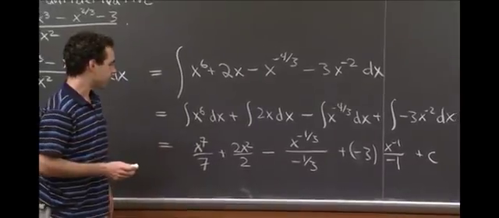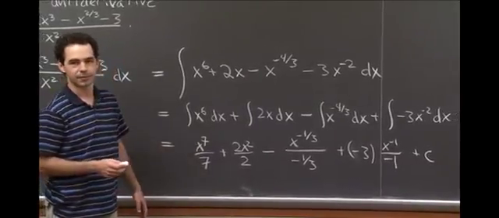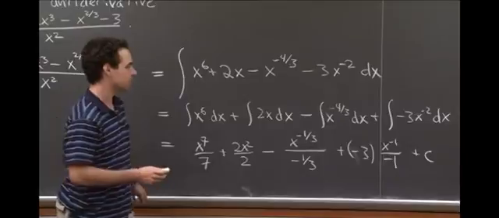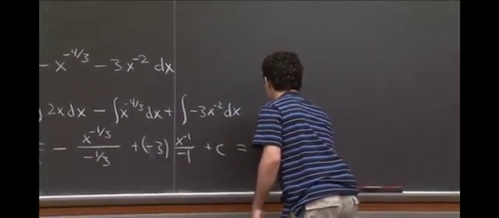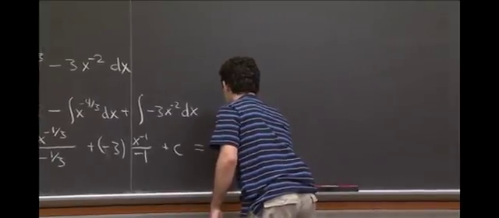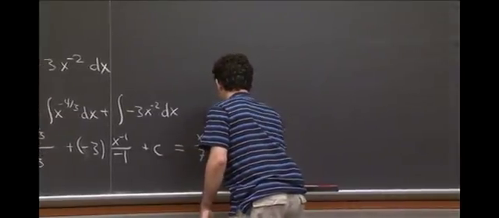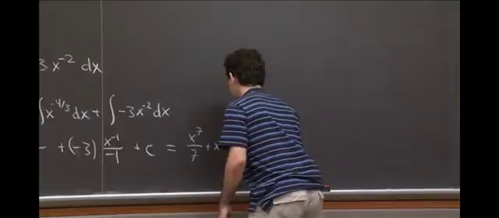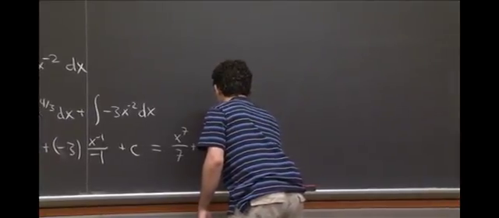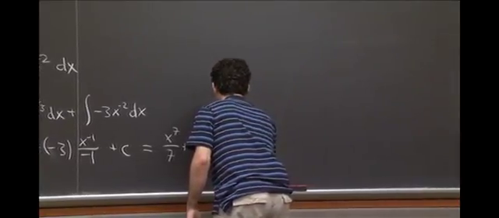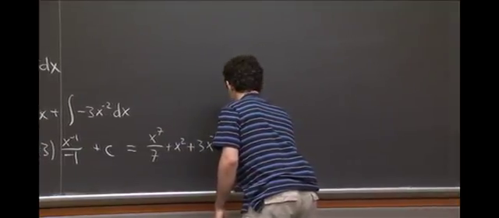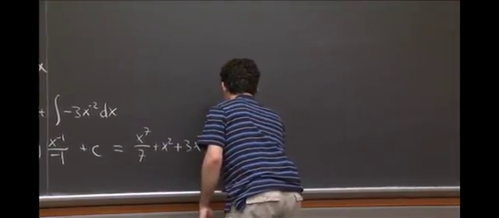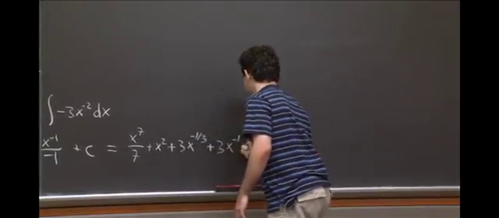And any constant we add to this will still be an antiderivative. Now we could do a little bit of arithmetic to rearrange this into nicer forms if you wanted. So you could rewrite this as, say, x to the 7th over 7 plus x squared plus 3x to the minus 1/3 plus 3x to the minus 1 plus a constant.